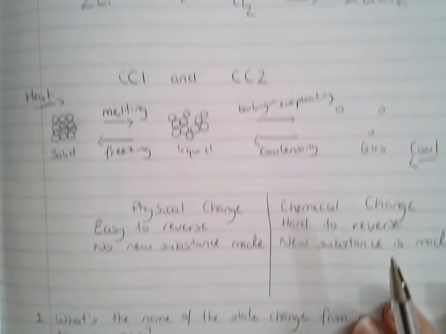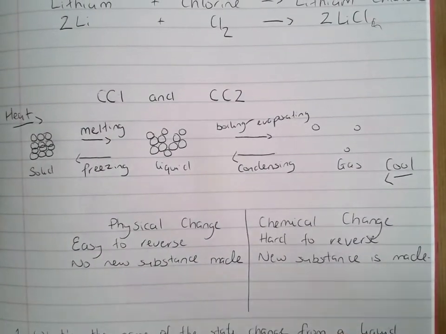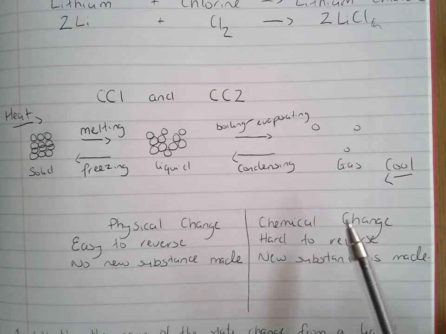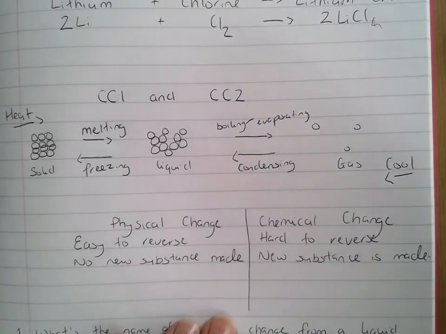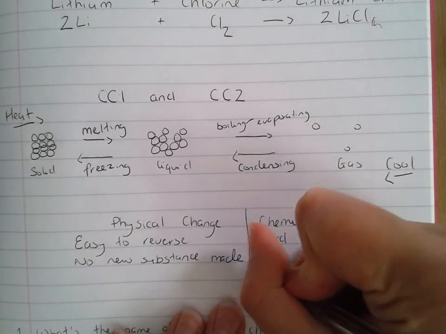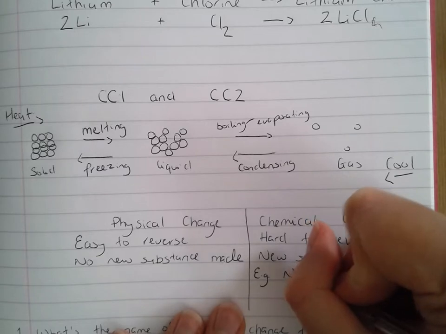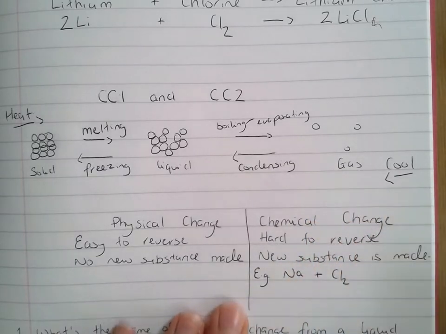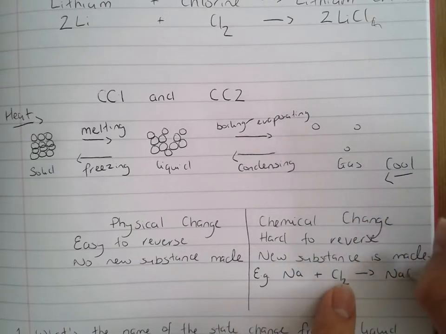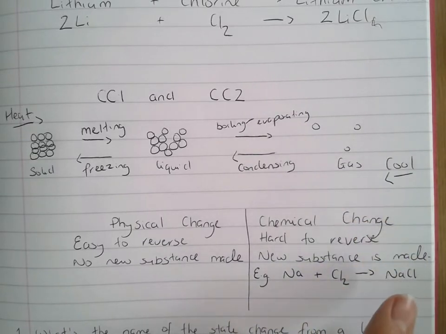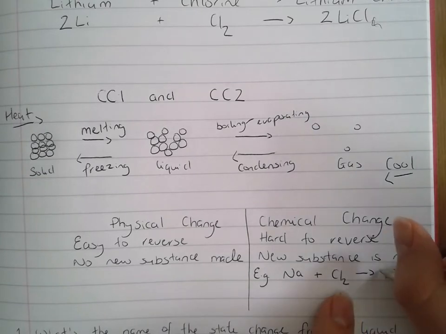State changes, okay, are examples of physical changes. Okay, so there are two different types of changes in chemistry. There are physical changes and there are chemical changes. Chemical changes refer to the changes that occur in a chemical reaction, and they are hard to reverse. So for example, a chemical reaction, if I took sodium, which is a metal, and I reacted it with chlorine, which is a green gas, if I reacted those two together, I would form sodium chloride, which is the table salt that you would put on your chips.